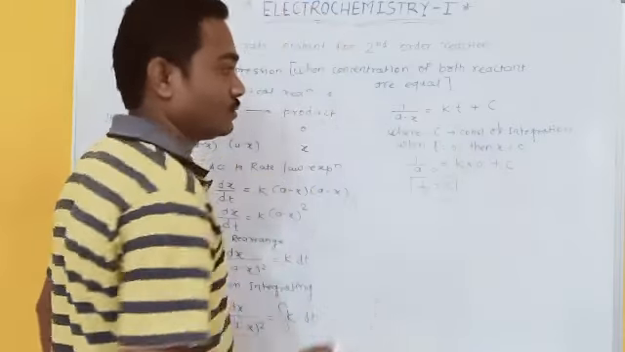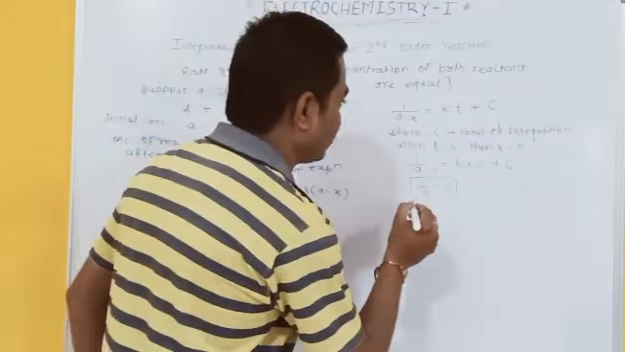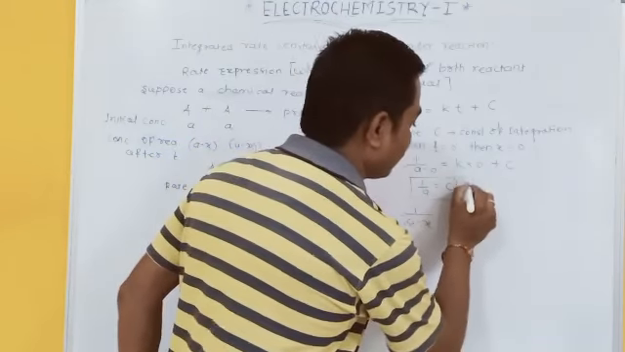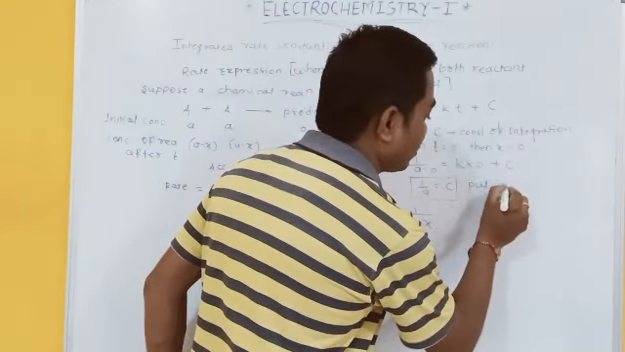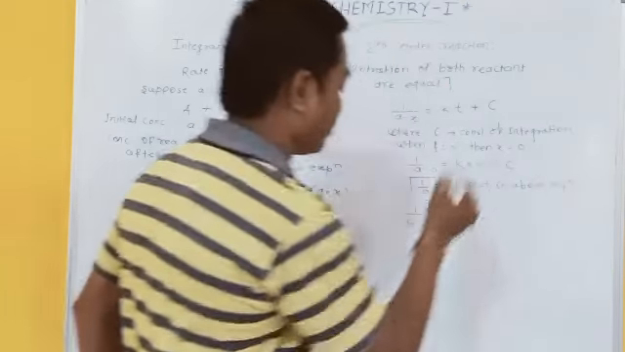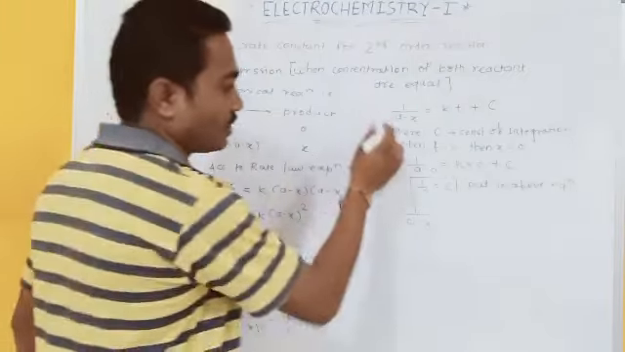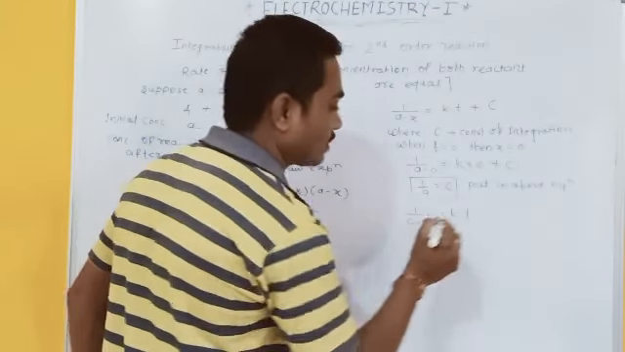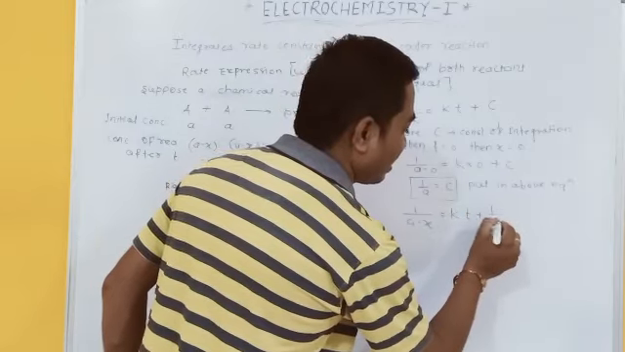Put this value in the above equation. Therefore the above equation becomes 1 by (a minus x) is equal to k into t plus 1 by a.